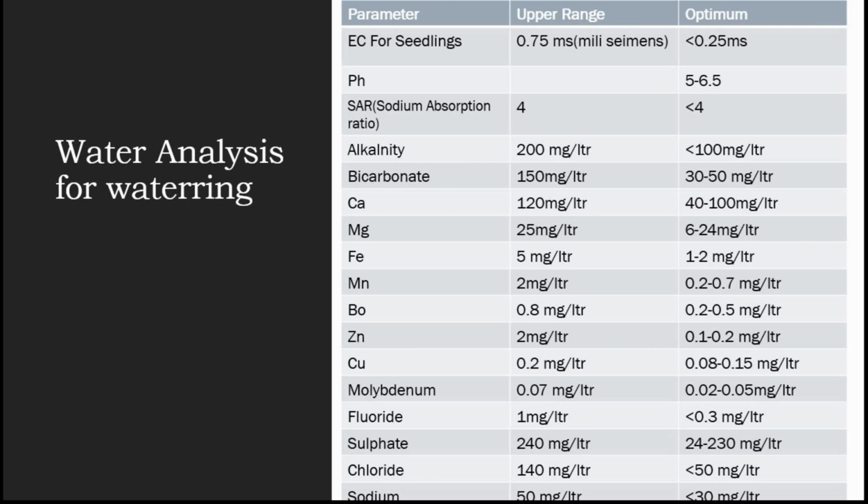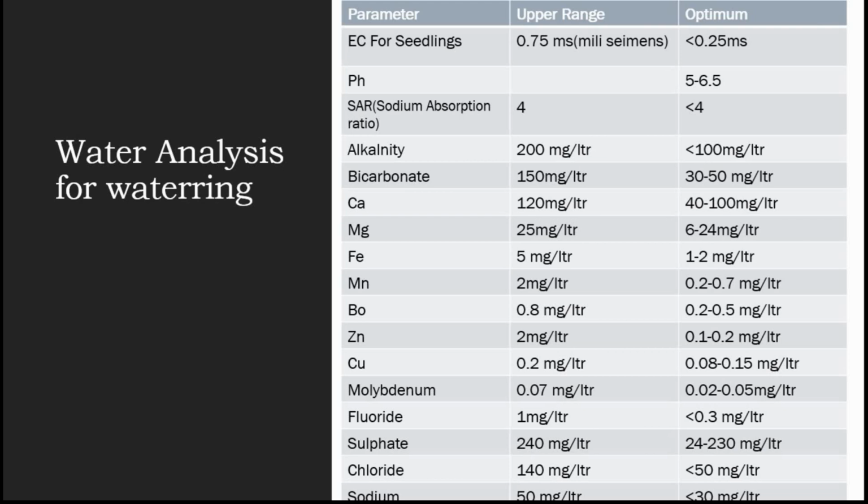Manganese has to be 0.2 to 0.7 milligram per liter. Boron has to be 0.2 to 0.5 milligram per liter. Copper has to be 0.08 to 0.15 milligram per liter. Molybdenum, 0.02 to 0.05 milligram per liter. Fluoride has to be less than 0.3 milligram per liter.